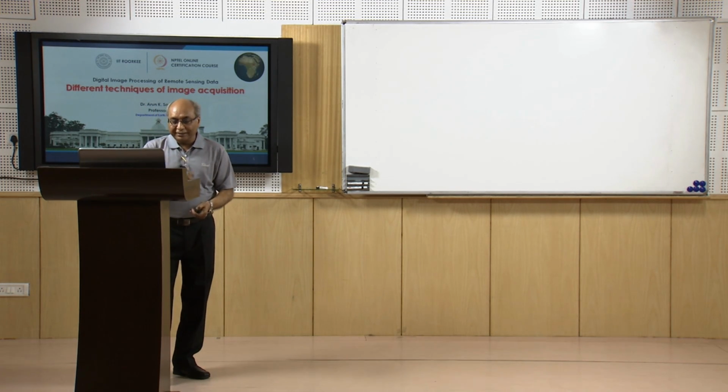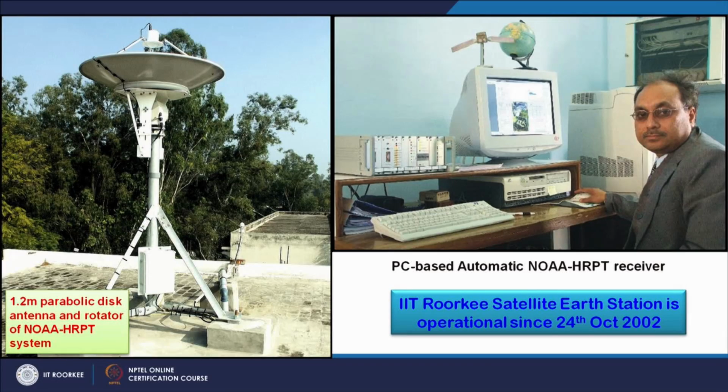The last in this data acquisition: once the sensor has acquired the data, it can record on board, which might have a recording system, and at the same time it also transmits the data towards the earth. It has to be recorded, so for that you need to have a setup. Luckily, since 2002 we are running a NOAA HRPT satellite earth station. Externally, this is the rotating antenna, and the acquisition system here, this is the receiver, and it is controlled by a simple PC and software. And this earth station has been operational since 24th October 2002.